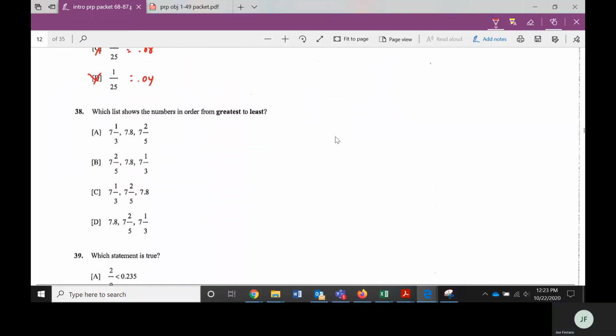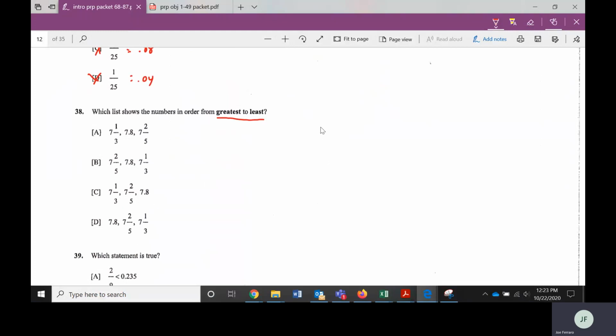38. It says, which list shows numbers in order of greatest to least? So first thing with a problem like this is always know what it's asking. When it's an order problem, is it asking greatest to least or least to greatest? That's a huge difference. The other thing you're going to do is look and see, are they using the same numbers in all the choices? So we have a 7 1/3, 7.8, 7 2/5, and that's the same numbers they have in all these.